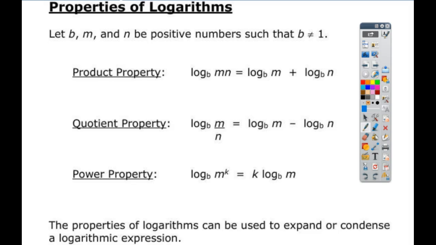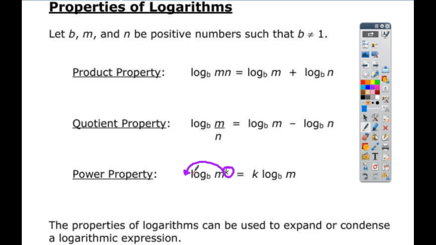So when we were multiplying, what did we do with exponents? Add them. When we divided, what did we do with exponents? Subtract them. So when we multiply with the log, we're going to add. And when we divide with the log, we're going to subtract. There's only one new rule we're going to talk about, and it's the power. And the power, this exponent is always going to drop to the front of the log and multiply. So that's the only new thing you have to know for today.